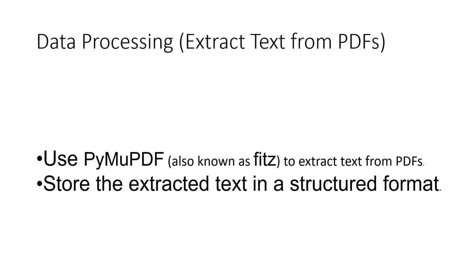First, we are going to process the data. Here we are using PyMuPDF, which is also sometimes called fitz. This is the library used to extract the data from the PDF. First we read the data from the PDF, and then we store the extracted data in a structured format. Maybe you want to put it sentence by sentence. In a PDF there are a lot of sentences, lines, and paragraphs, so we want to structure it into sentences first. This is the first step in the initial processing of the data.